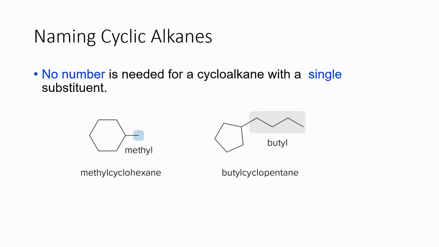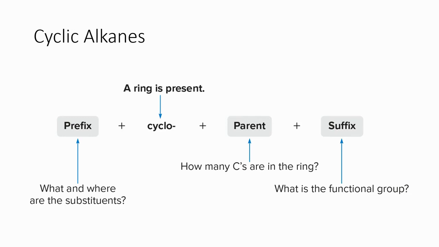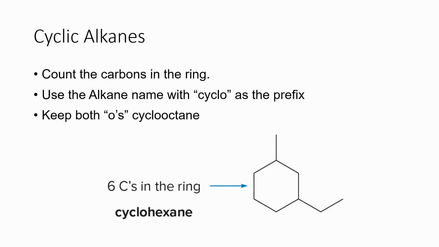So if we were looking at this, what is this substituent? Methyl. Good, this is a methyl group. How about this one? An ethyl. Good, methyl and ethyl. Good.